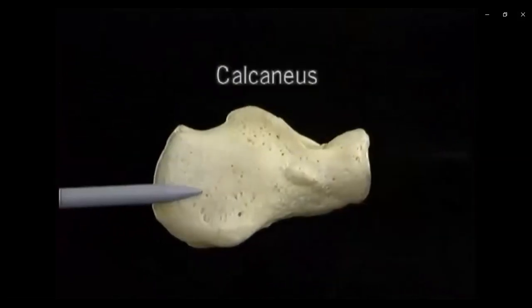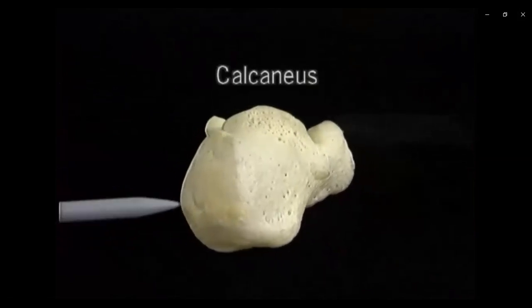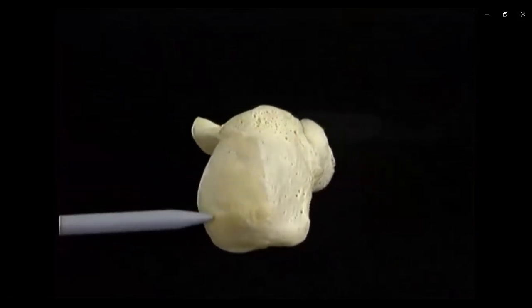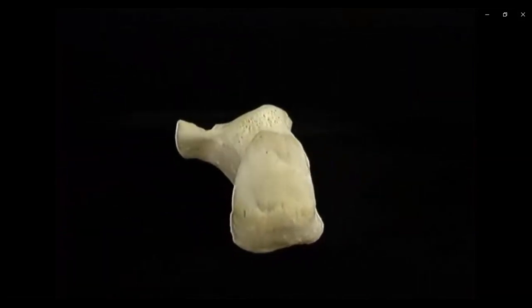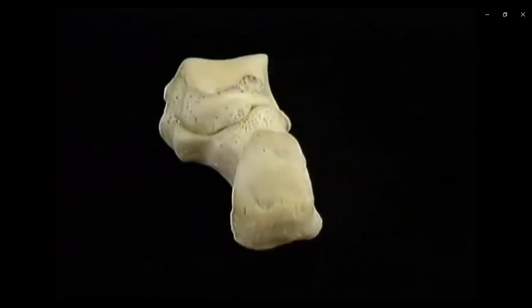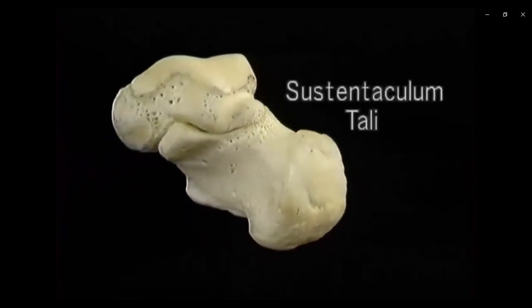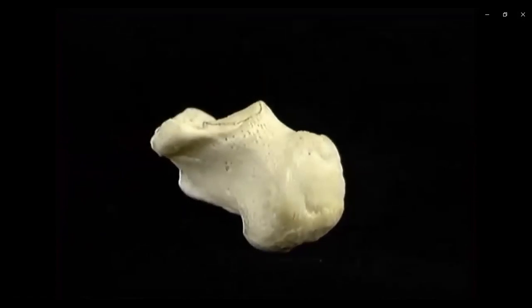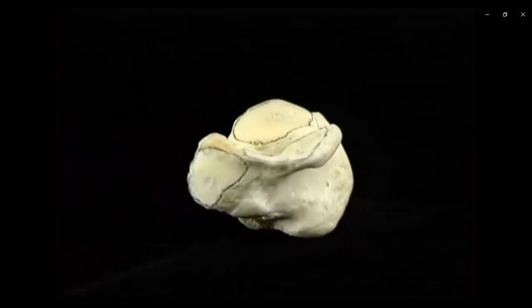The posterior part of the calcaneus forms the heel. The massive calcaneal tendon, also called the Achilles tendon, is attached here. Here on the medial side, there's a projecting shelf which the medial part of the talus sits on, called the sustentaculum tali. On the front of the calcaneus, there's an articular surface for the cuboid bone.